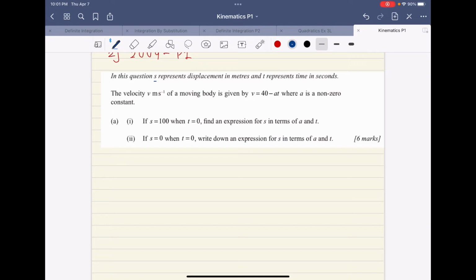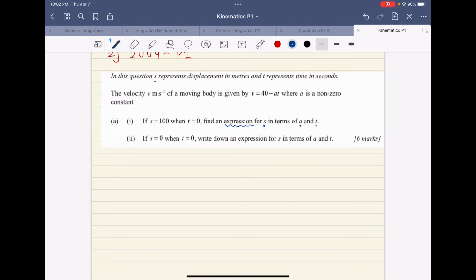S represents displacement in meters and t represents time in seconds. The velocity v meter per second of a moving body is given by v = 40 - at, where a is a non-zero constant. First part: if s is 100 when t is equal to 0, find an expression for s in terms of a and t. Expression means it's an indefinite integration.